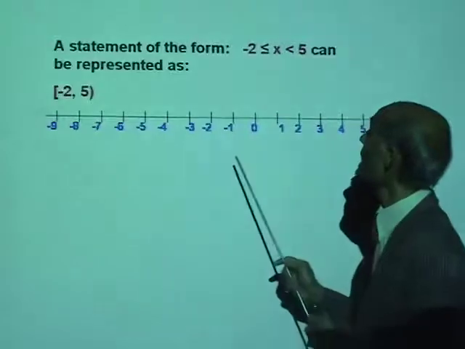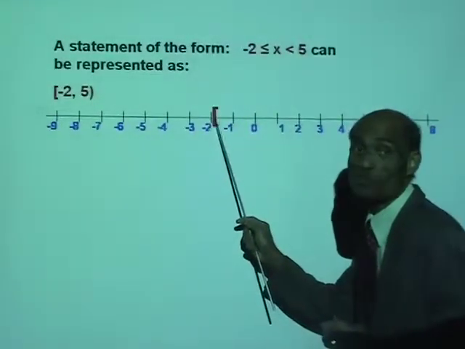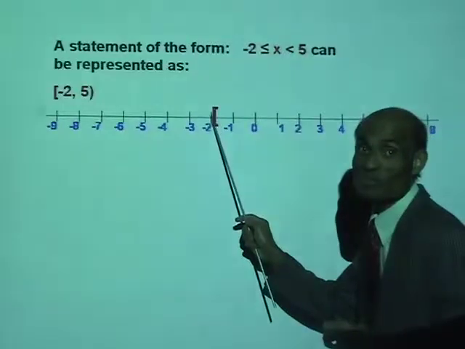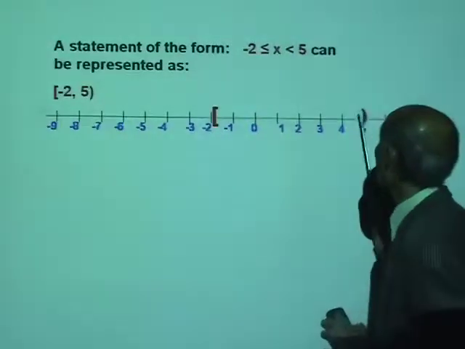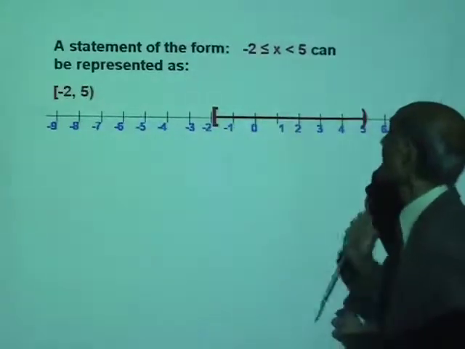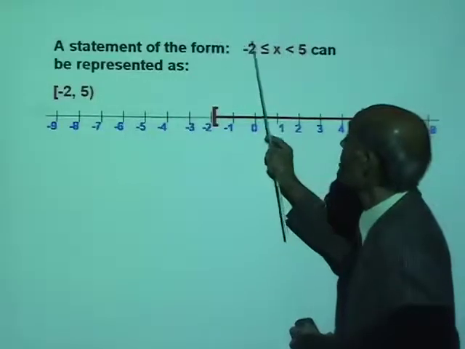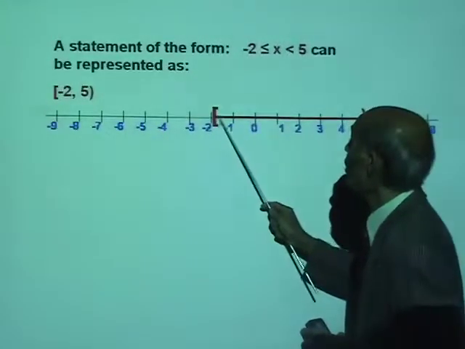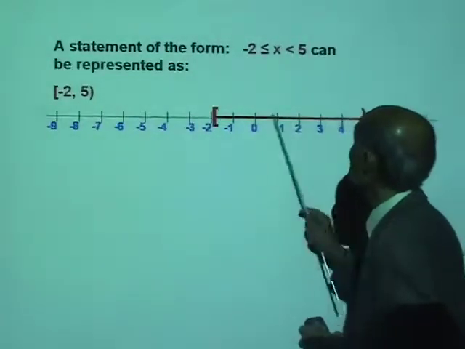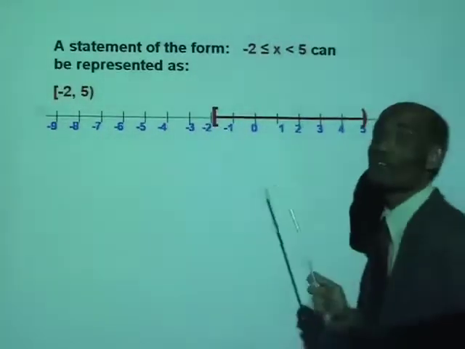And on the number line, I will have a square bracket on -2. This square bracket must be on -2, and a parenthesis on 5, and a line in between. So the solution for this inequality statement contains all these numbers, including -2, but excluding 5.